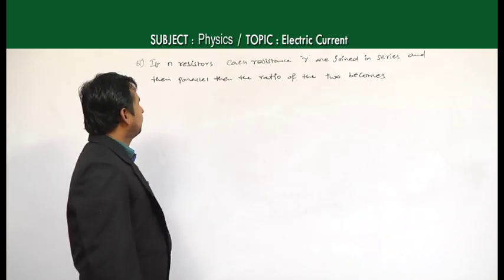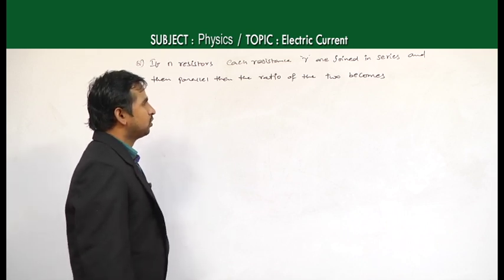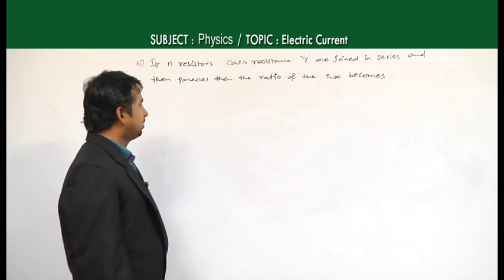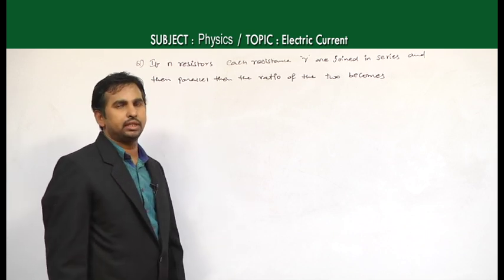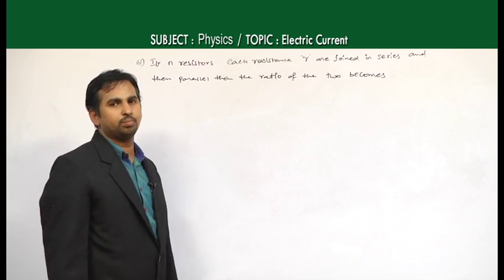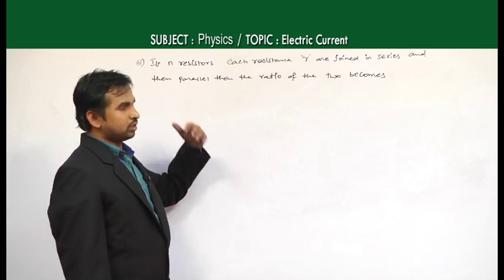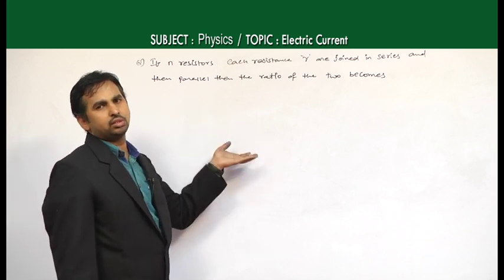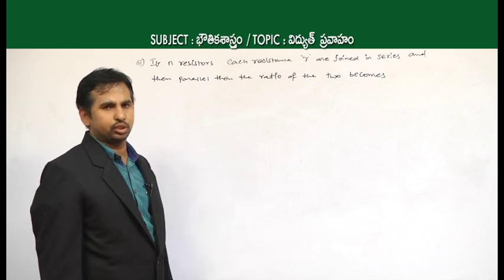N resistors, if you are taking, the given question is: if n resistors, each of resistance R, are joined in series and then in parallel. So, the first case is in series, and the second time they are using them in parallel. Then the question is, we have to find the ratio of the equivalent resistance of the series connection to that of the parallel connection.